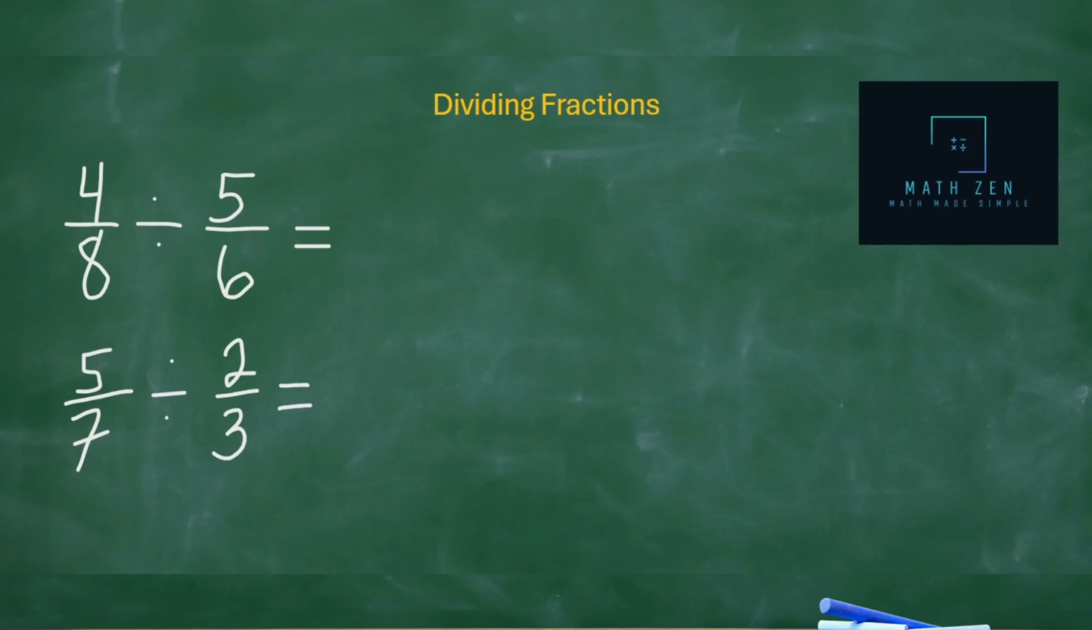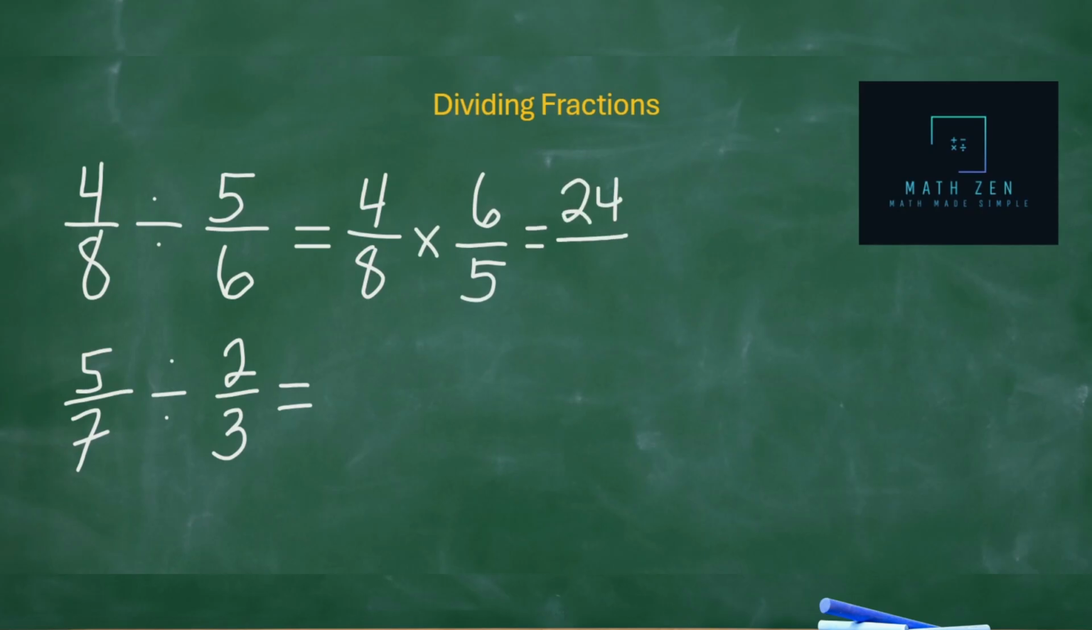All right, now that you've had a chance to solve these ones on your own, let's go ahead and see how you did. So 4/8 is going to stay 4/8. Then we're going to flip 5/6. So that's going to be 6/5. And then we're going to change the operation to multiplication. That is going to give us 24/40. And that fraction is going to simplify down to 3/5. So for the first one, if you got 3/5, great job. Let's jump down to the next one.